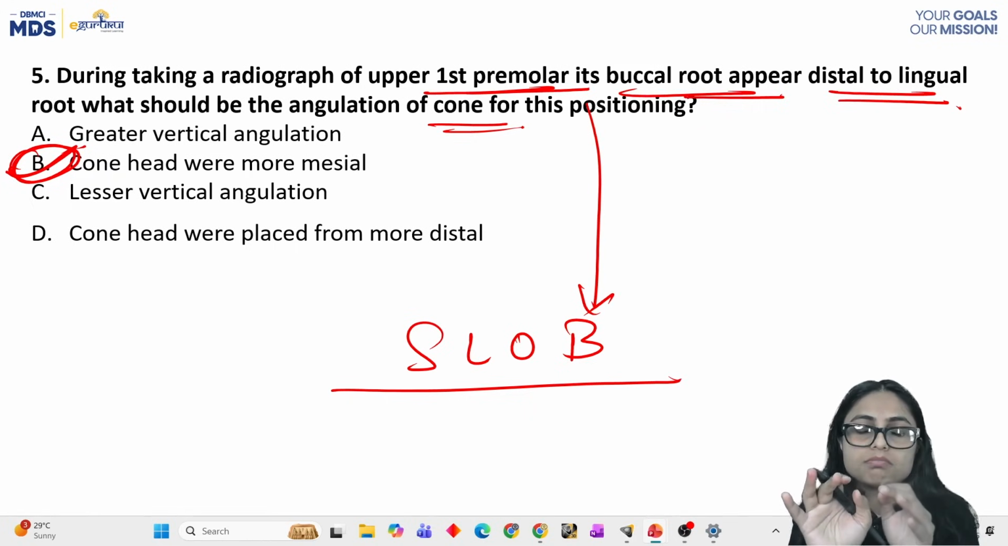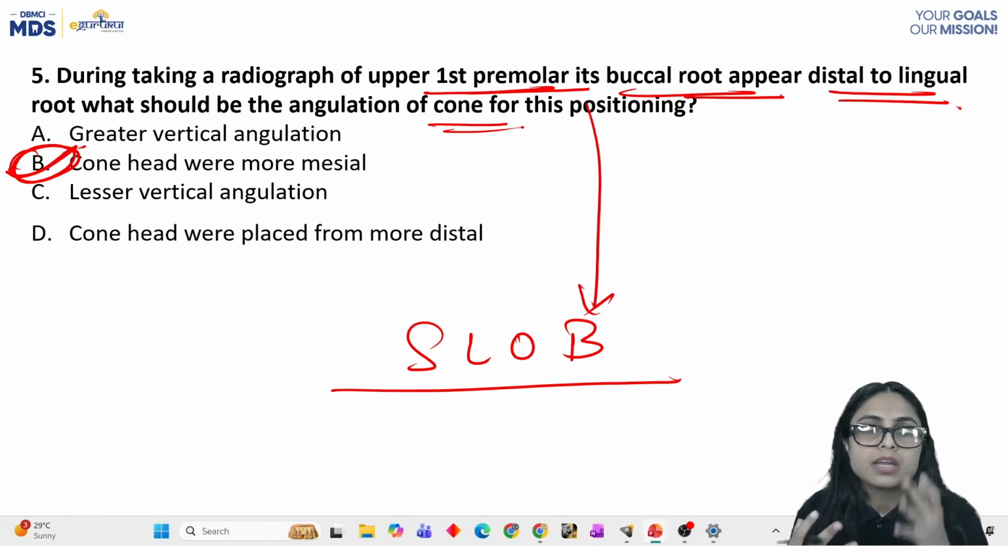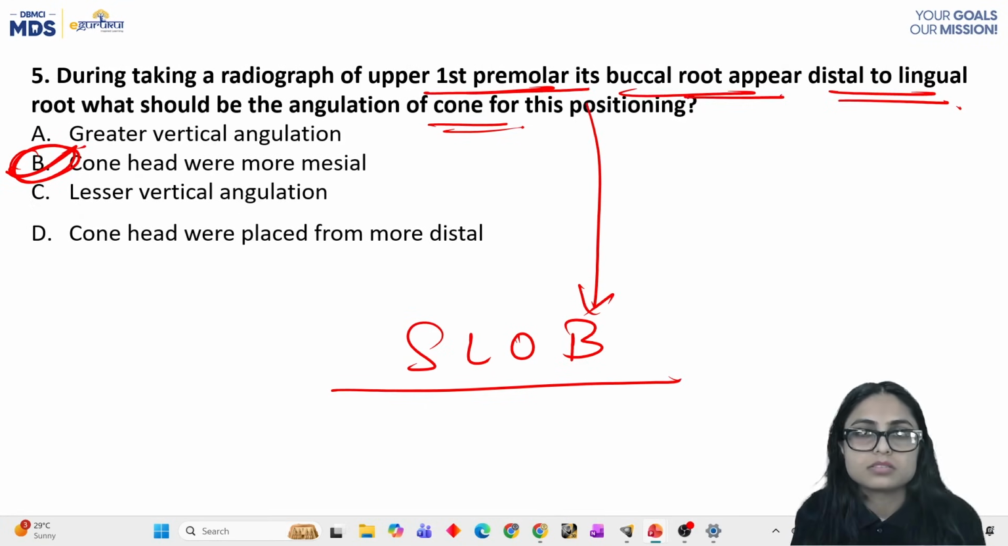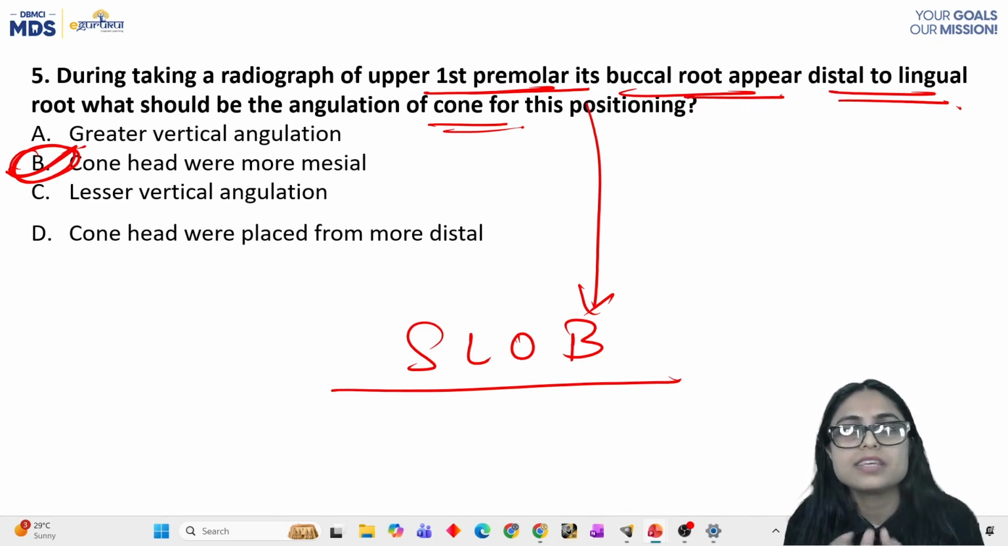Not only regarding this first premolar, if they ask you about an impacted supernumerary tooth or any foreign object or foreign structure that you suspect, draw the whole scenario and apply the SLOB rule here. You will be able to answer this kind of question very easily.